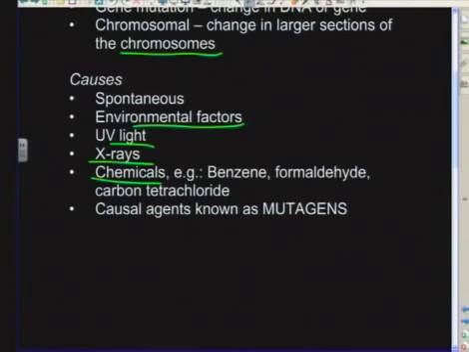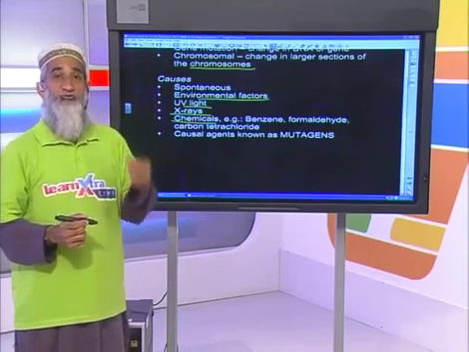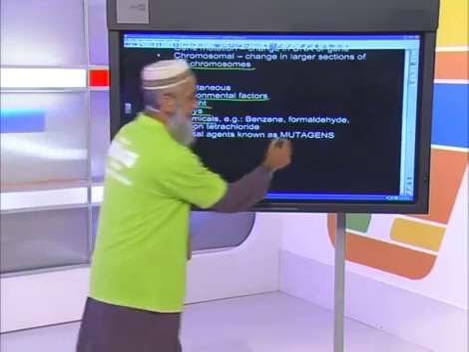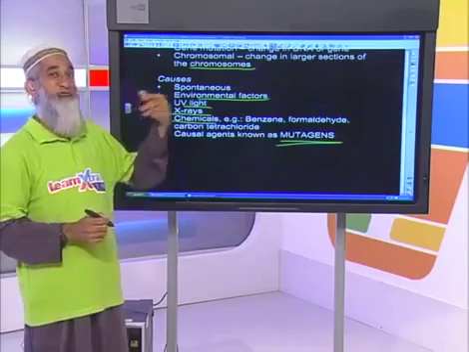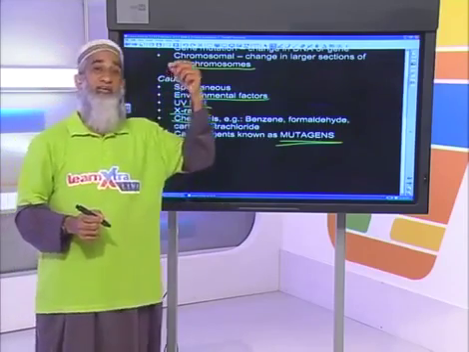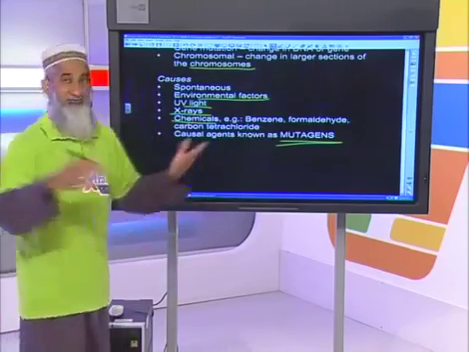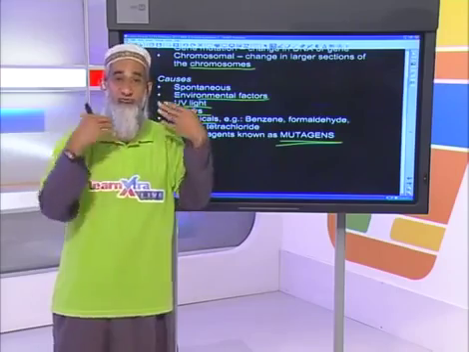Chemicals like benzene, formaldehyde, carbon tetrachloride. The chemicals in cigarette smoke are also seen to be causative, or what we call a mutagen. Something that causes a mutation is called a mutagen, just like something that causes cancer is called a carcinogen. The same way, and cancer, by the way, is a mutation. The cells don't know that they have to stop dividing.